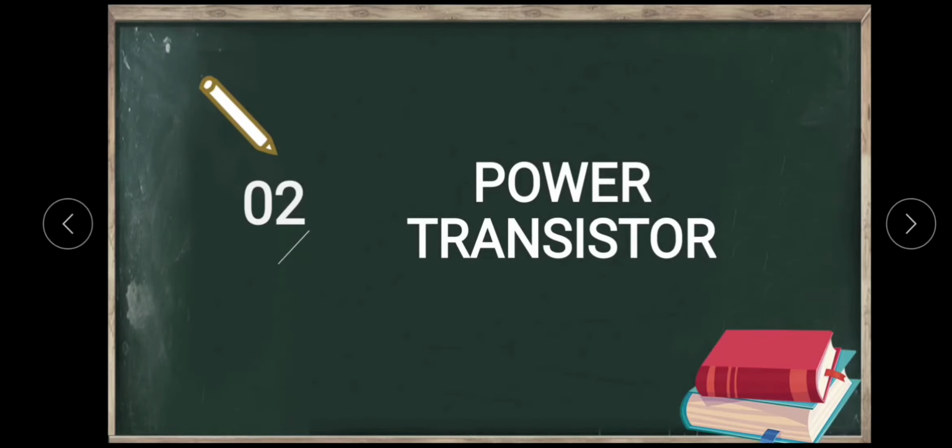Today we'll start the second power semiconductor device, that is power BJT or power transistor. Power BJT is nothing but what? Power bipolar junction transistor, that we call power BJT. What is this power transistor?